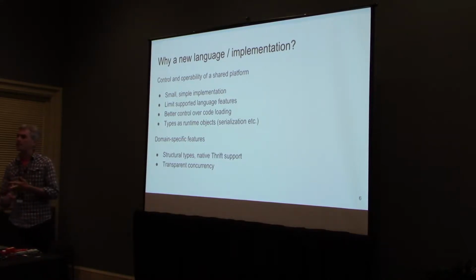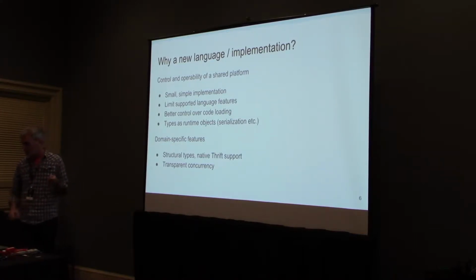We'd like to be able to limit supported language features, so we don't want to admit any old Scala code into the system. We want to have pretty tight control over it so that people don't send us computations that are going to be very expensive or something like that. We'd like better control over exactly how code gets loaded into the system. You can imagine doing something with bytecode loading, but that doesn't give us tons of control.